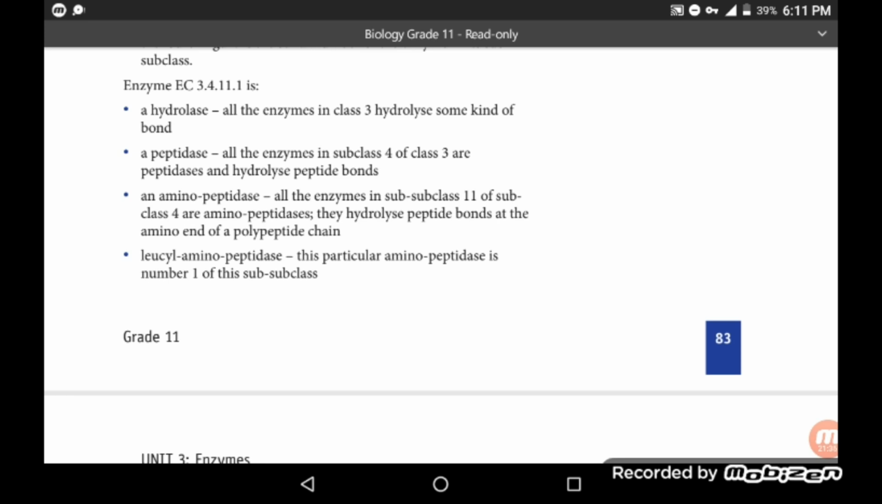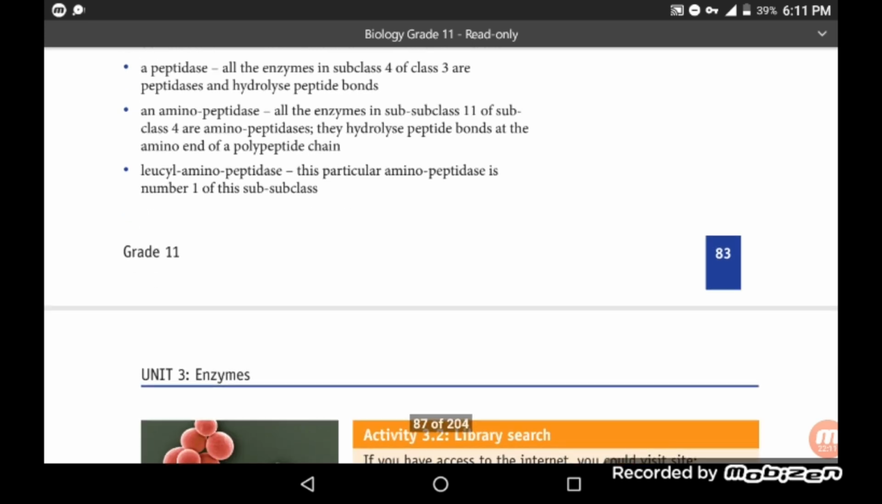And the last number, 1, is leucyl aminopeptidase. This particular aminopeptidase is number 1 of this subclass. So finally we conclude the enzyme classification by the figures.